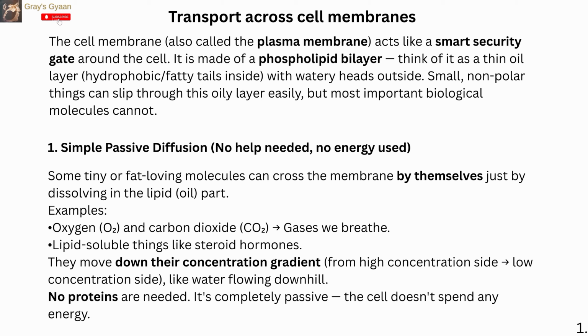They move down their concentration gradient, from high concentration to low concentration, like water flowing downhill. No proteins are needed. It's completely passive. The cell doesn't spend any energy.